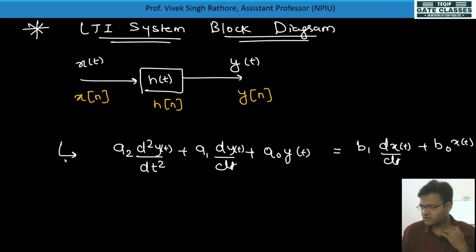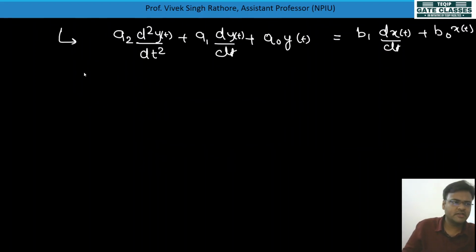Is there any constant term? No, there is no constant term. Constant coefficients are there. Is there any product of y and x, or y squared? No, it's not there. So it can be said that it is a linear as well as time invariant system. It is a pure LTI system. Now this differential equation can be written as a difference equation also.